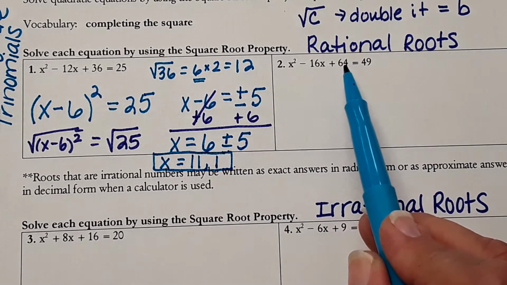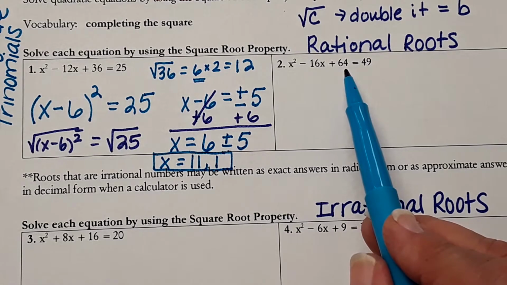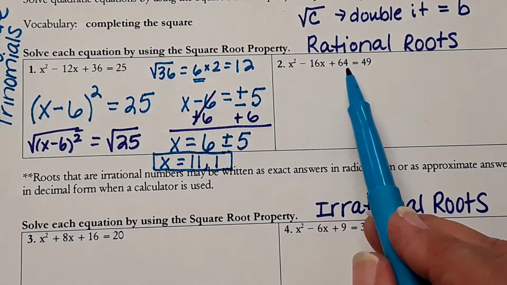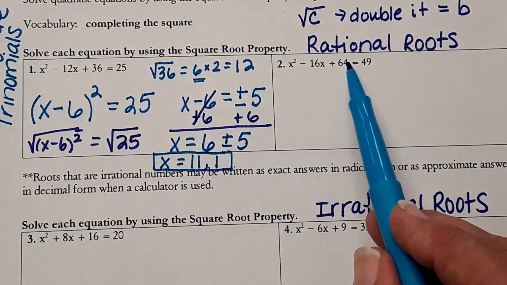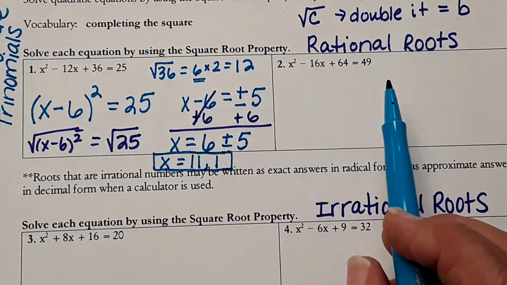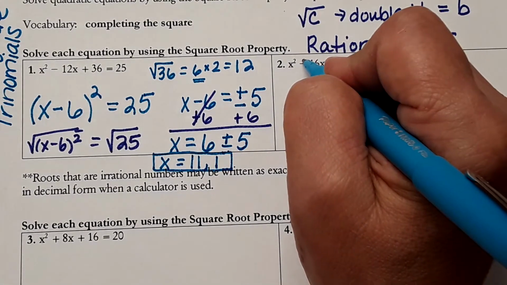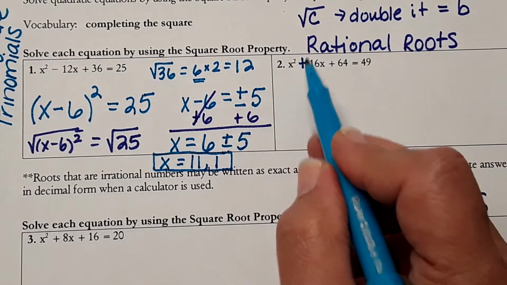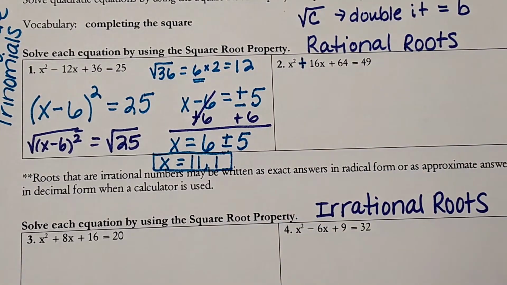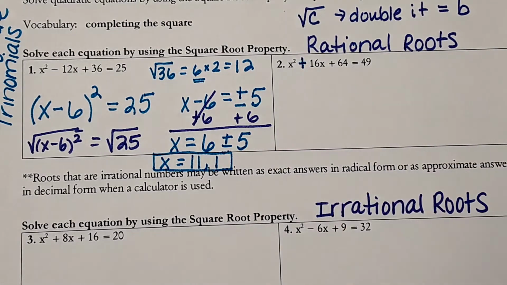Can you take the square root of 64? Is 64 a perfect square? Yes, it is. What is the square root of 64? 8. If you double 8, do you get 16? Okay, the first thing I want you to do is change that 16, which was a negative 16, to a positive. On your notes, make that x squared plus 16x plus 64 instead of minus.